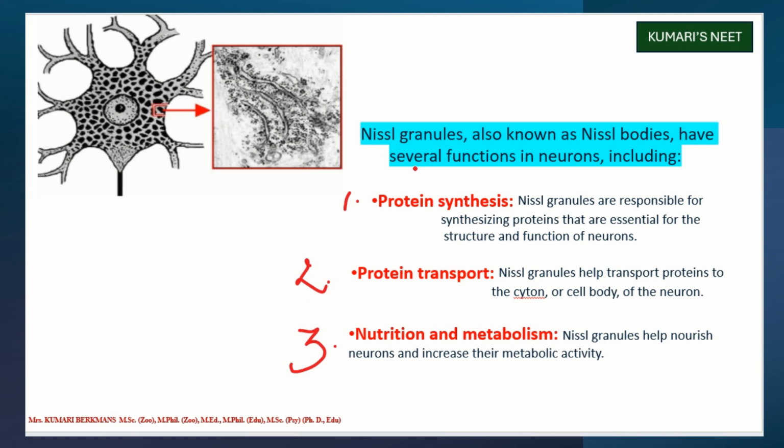I told you that in the cell body there are Nissl granules. What is the function of the Nissl granule? Let us see. This cell body is filled with Nissl granules. This is the electron microscopic structure of the Nissl granules. And what is the function? The first is protein synthesis, the second is protein transport, and the third is nutrition and metabolism. It nourishes the neuron, and metabolic activities are also taken care of by the Nissl granules.